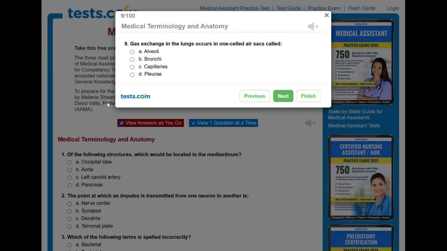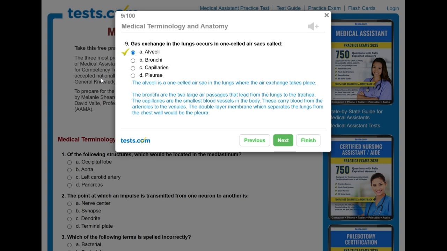Question 9. Gas exchange in the lungs occurs in the one-celled air sacs called A. Alveoli. B. Bronchi. C. Capillaries. D. Pleurae.